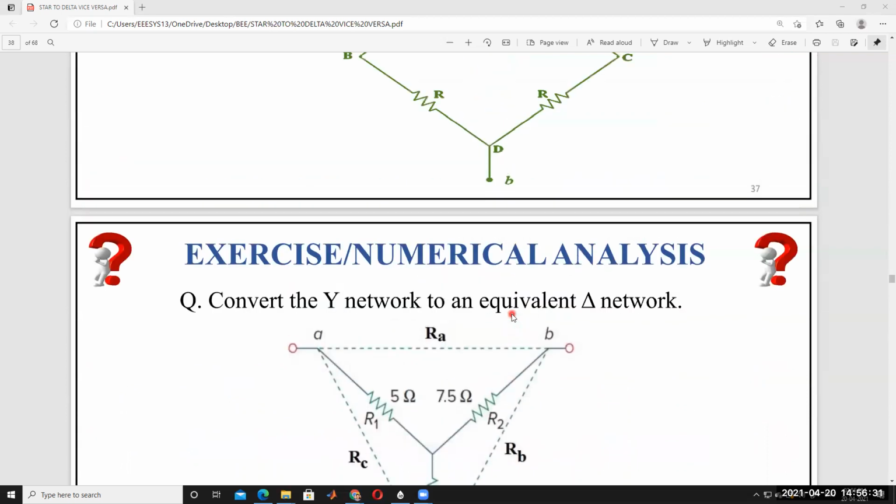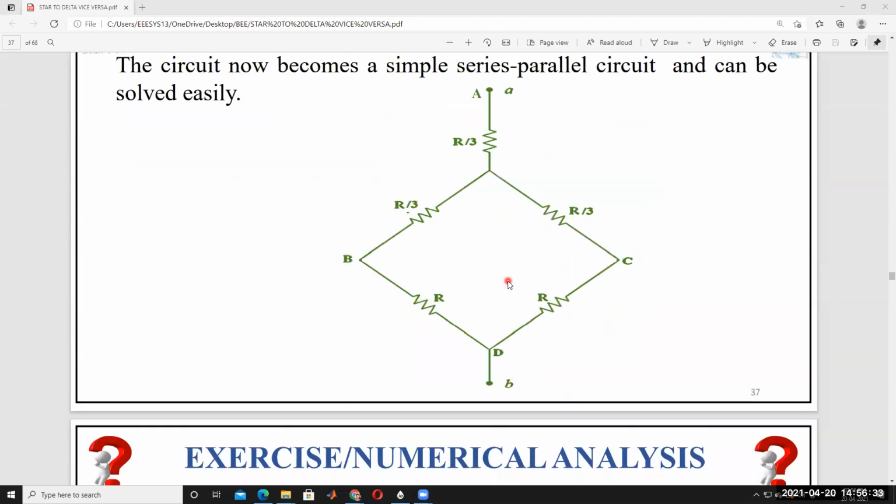Okay, so based on these, we will discuss problems tomorrow. In the next class, we will discuss some problems regarding star to delta and delta to star.